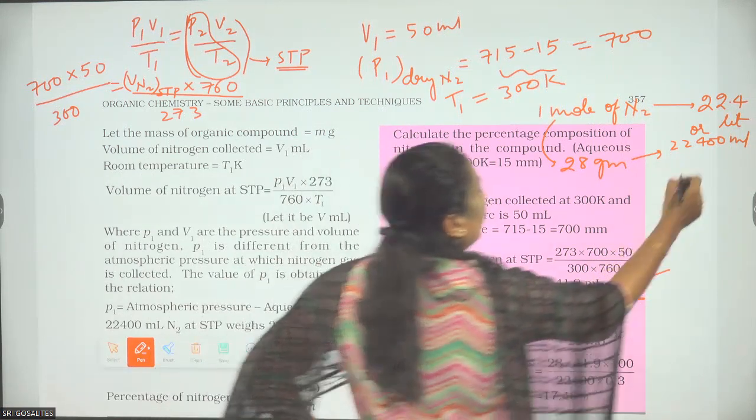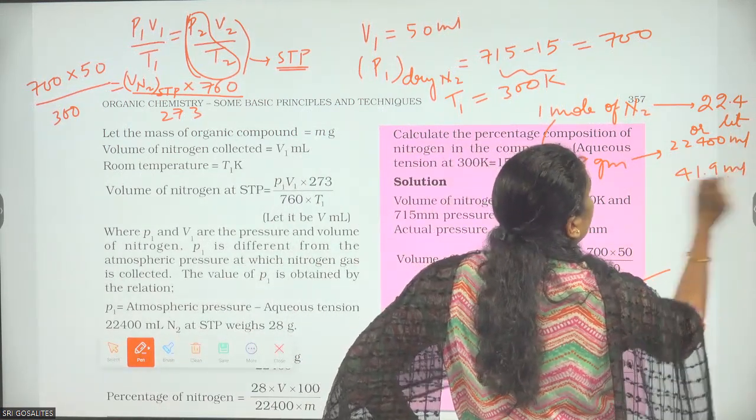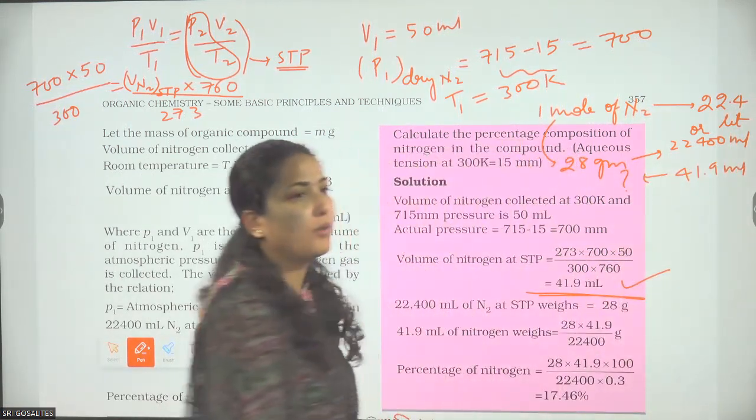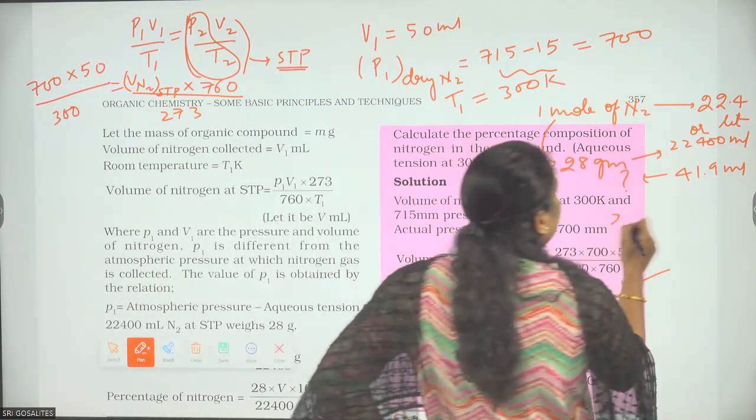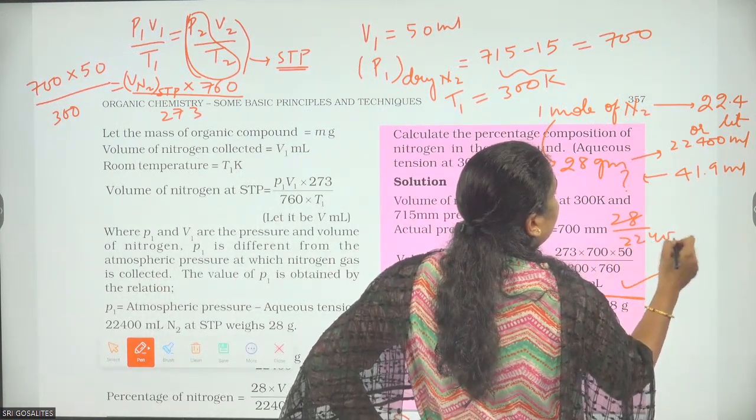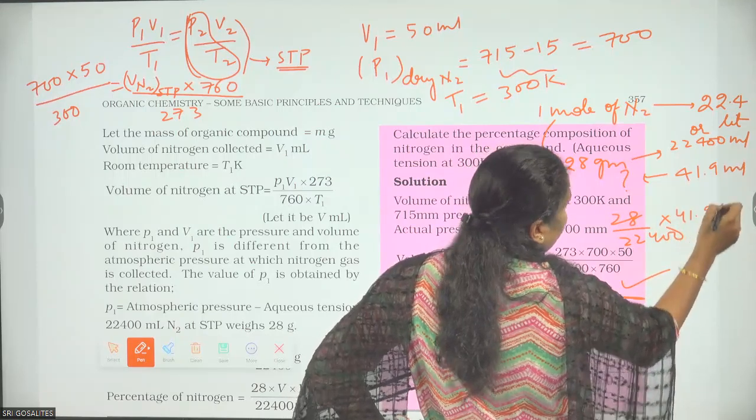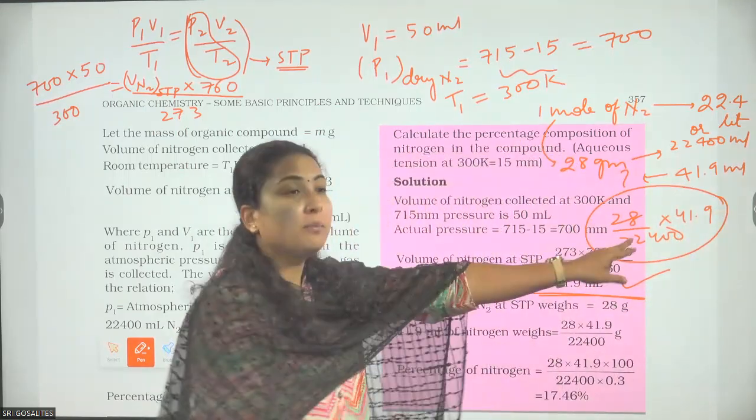So what you are now having is 41.9 ml will correspond to what mass of nitrogen. So you'll be getting easily 28 upon 22,400 into 41.9. So you got the mass of nitrogen.